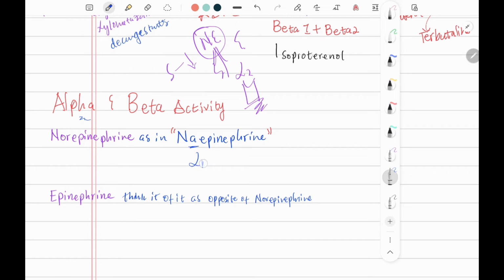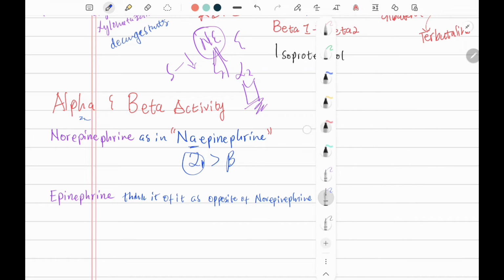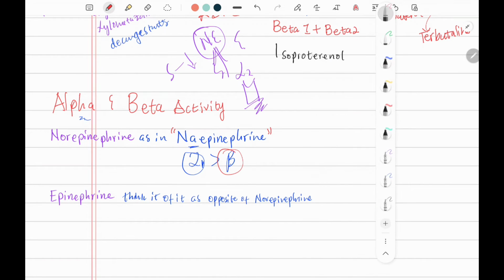So norepinephrine has alpha 1 activity which is greater than any beta activity. Na-epinephrine, so alpha 1 activity is greater than beta 2 activity, and so most of the time when you take in a bolus of norepinephrine, you see the drug binding more to alpha 1 than beta receptors. So na-epinephrine sounds like norepinephrine. You can link them as alpha 1 greater than beta 2.